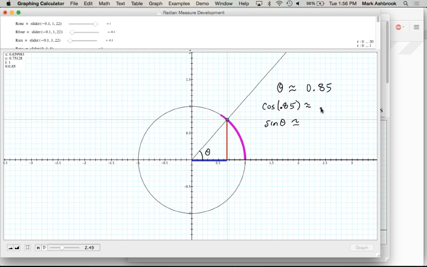So estimate cosine of 0.85. Where is Joel Reynoso? Tell me, what'd you say for cosine of 0.85? Yeah, good. Somewhere between 0.6 and 0.7. So I like 0.6. Your first thing, 0.68, that's good. Okay, sine. Jocelyn Robles, tell me, what'd you say for sine? 0.75. Excellent. Yep, about 0.75.